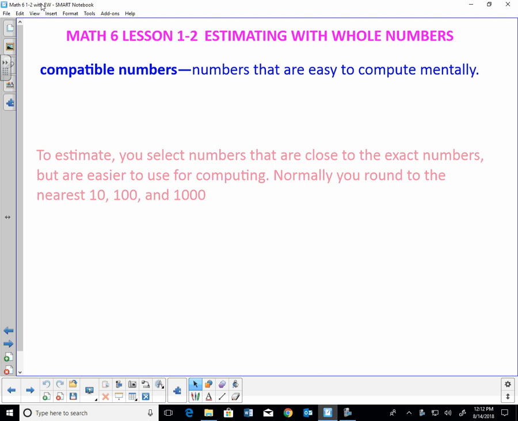To estimate, you select numbers that are close to the exact numbers, but are easier to use for computing. Normally, you round to the nearest 10, 100, or 1,000, or at least round to something like 50s, 75, 25, something that is easy to add or subtract mentally. It is helpful to use estimation for many different reasons.